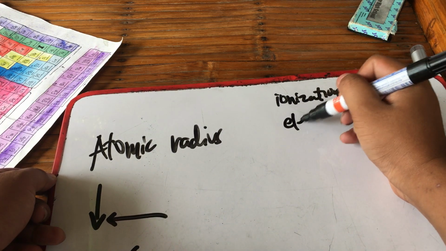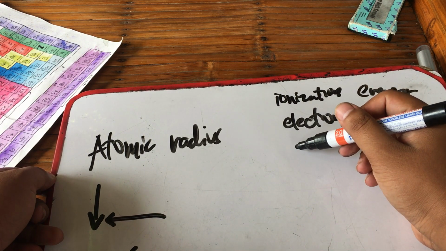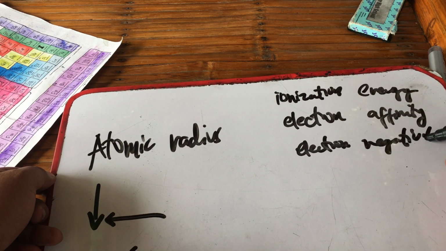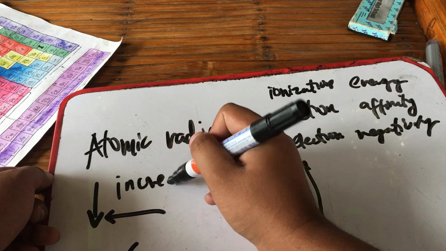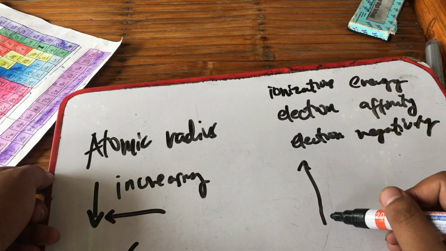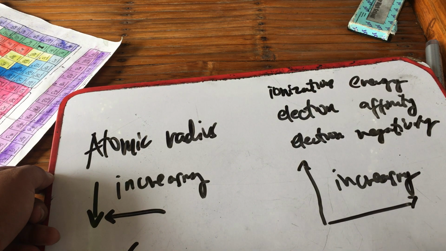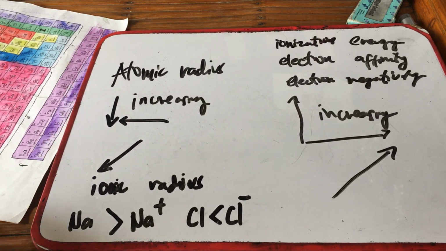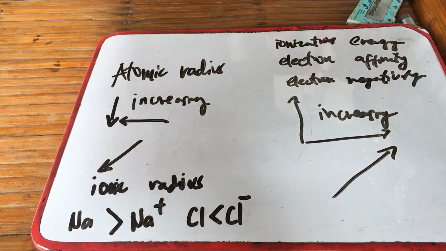Then we have the ionization energy. We have the electron affinity. And then we have the electronegativity, which all goes from top to bottom. So increasing. And then left to right, increasing. And yan. The trend would be like that, like this one. So hopefully that makes sense. This is the summary of the periodic trends.